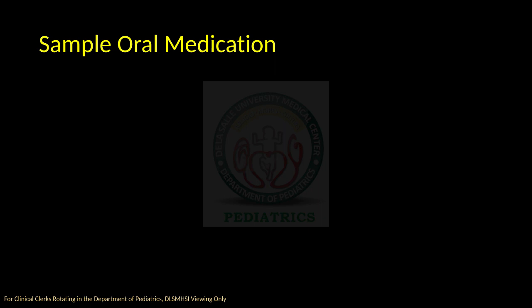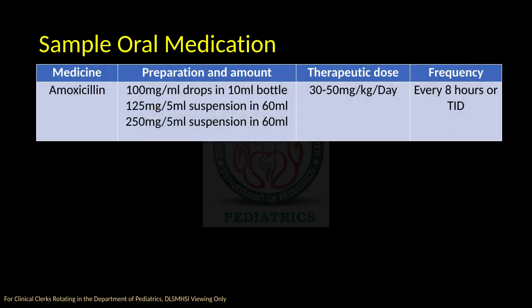Another commonly used medication is amoxicillin. The preparation for this is 100 mg per ml drops in a 10 ml bottle, 125 mg per 5 ml suspension in a 60 ml bottle, and 250 mg per 5 ml suspension in a 60 ml bottle. The therapeutic dose for amoxicillin is 30 to 50 mg per kilogram per day and should be given every 8 hours or 3 times a day.